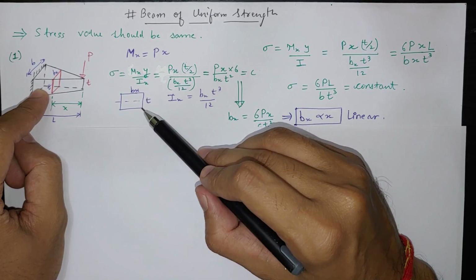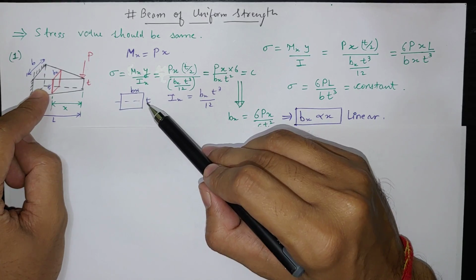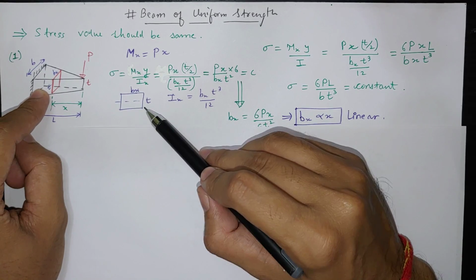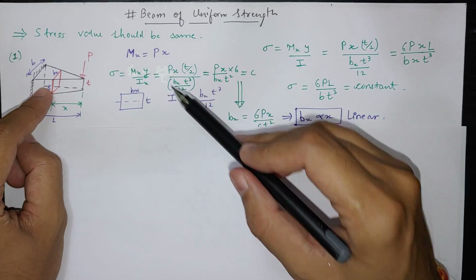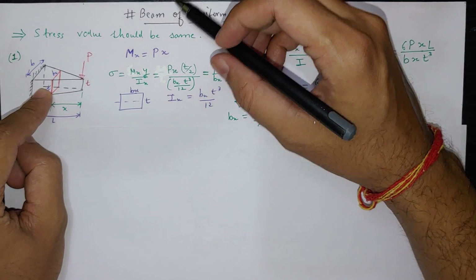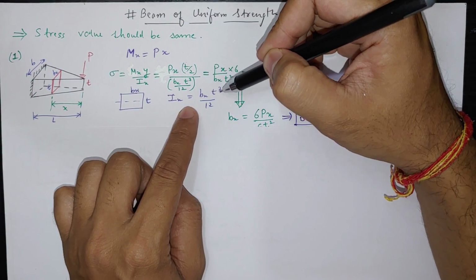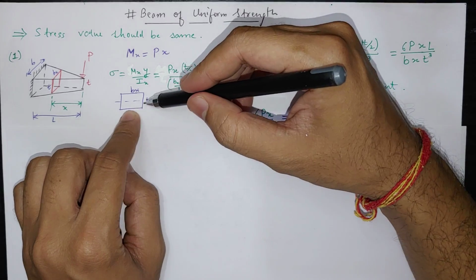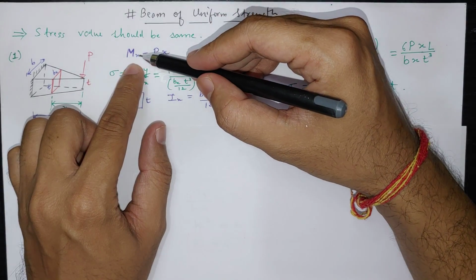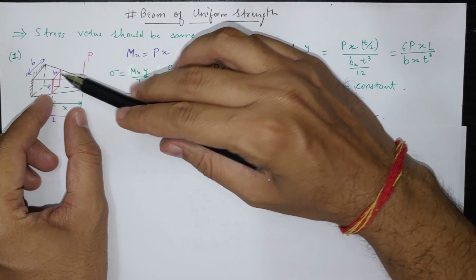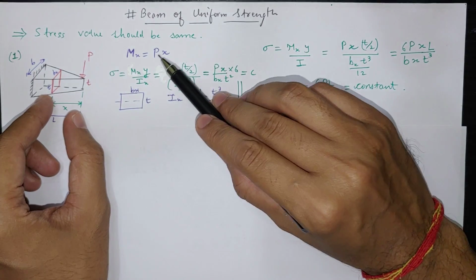So some random width which is B at x, thickness T. So if we draw this cross section, then B at x and thickness T at neutral axis, which will be at the center line, inertia at x will be b(x) t cube by 12 from this rectangle. Now moment at x is P into distance x. So at this cross section, moment is P into x.